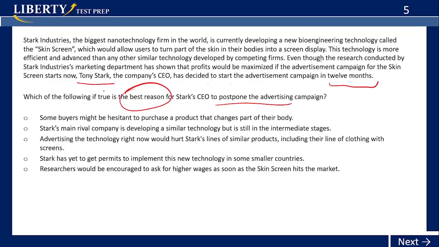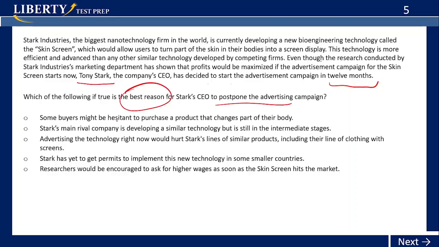He says, let's wait. Okay, now is not the time. We're going to have to wait a full year. Now, you want to support Tony Stark in this case. You want to say that he had a reason to do this. A reason that would benefit his own company. Okay? So, let's see. The first one.